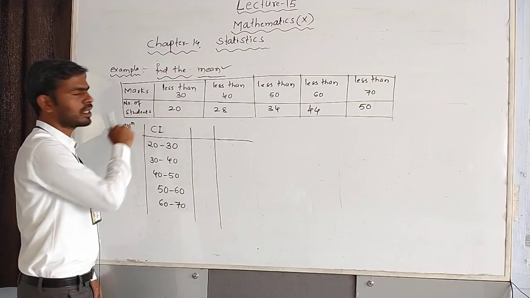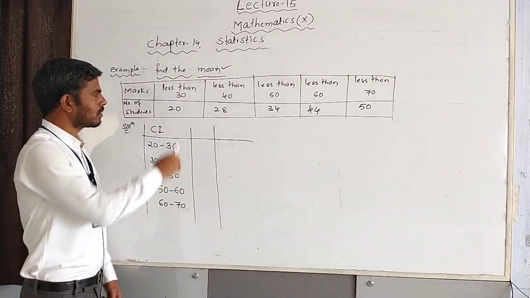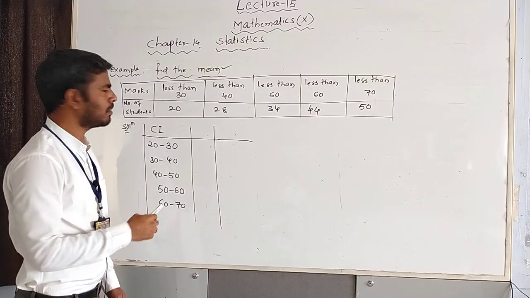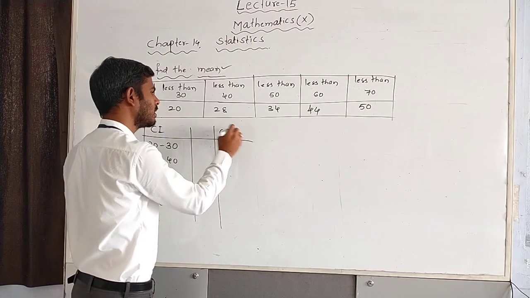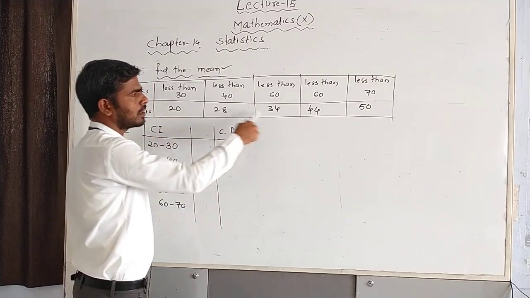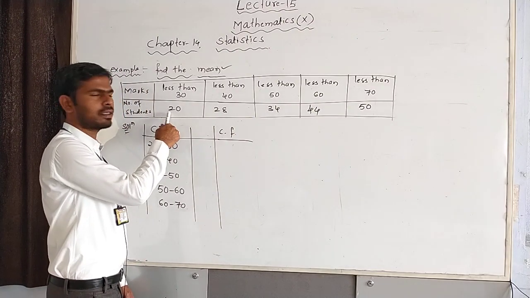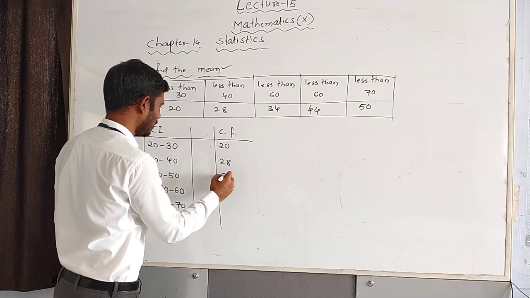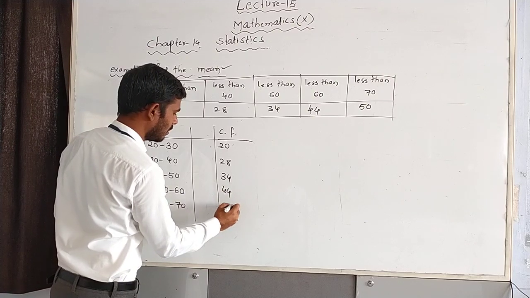Next, the number of students given here is 20, 28, 34, 44, 50. It is in ascending order. If they give ascending or descending order, you have to consider it as the CF column. So this is CF because 20, 28, 34, 44, 50 is in ascending order. You have to take this as the CF column: 20, 28, 34, 44, 50.